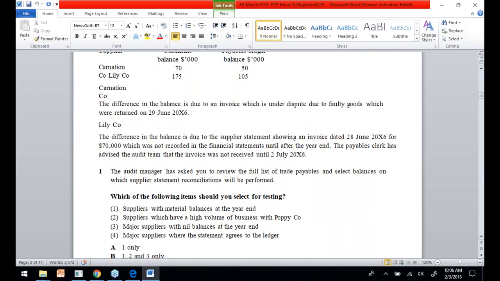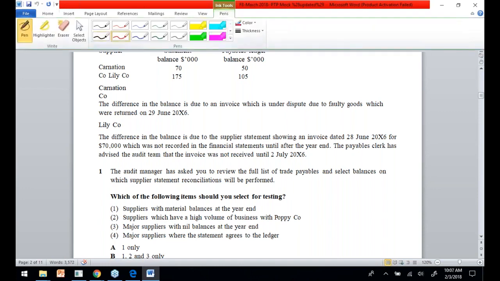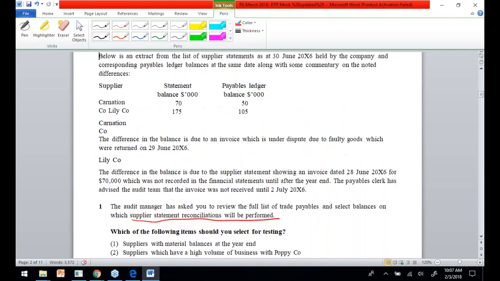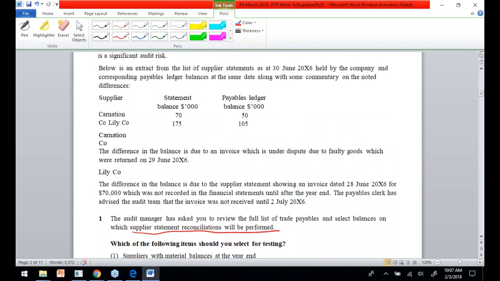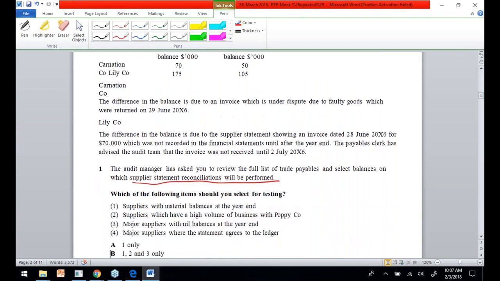Remember, over here, the key was to identify that you had to perform supplier statement reconciliations. So you had to read the requirement carefully and then choose your answer. Which of the following items should you test? Another thing from this scenario that you should have identified was that this scenario particularly asked you to focus on the completeness of payables. In any case, if you had identified this, the answer would have been fairly simple.